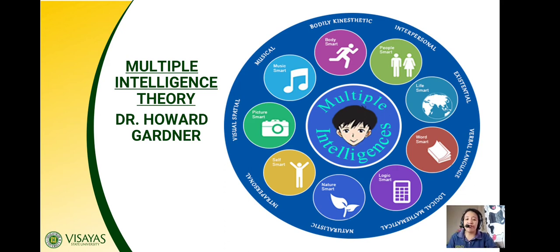We have the fourth, verbal language or the word smart, good in terms of grammar, speaking, verbal and non-verbal communication. Then we have the logical mathematical or the logic smart, also known as the number smart. Then we have the nature smart or the naturalistic, dealing with plants, animals, and others in nature. Then we also have the intrapersonal or the self-smart, dealing with your strengths and weaknesses. And then visual spatial, picture smart, and the last one, musical or the music smart.